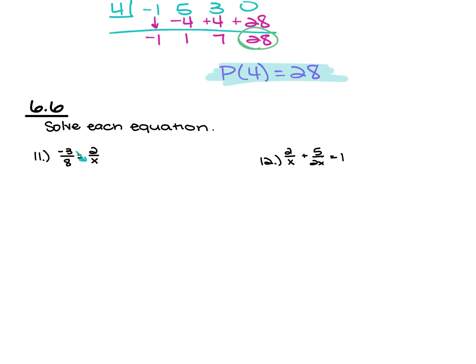If we cross-multiply these, since it's a fraction equal to a fraction, we're going to have -3x is equal to 16. Divide each side by that -3 to get x by itself, and you have that x is -16 over 3.